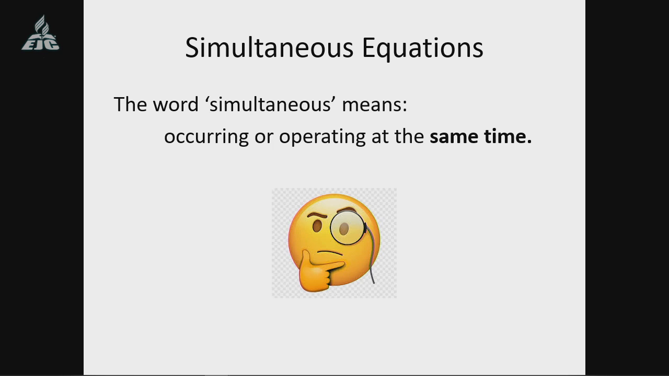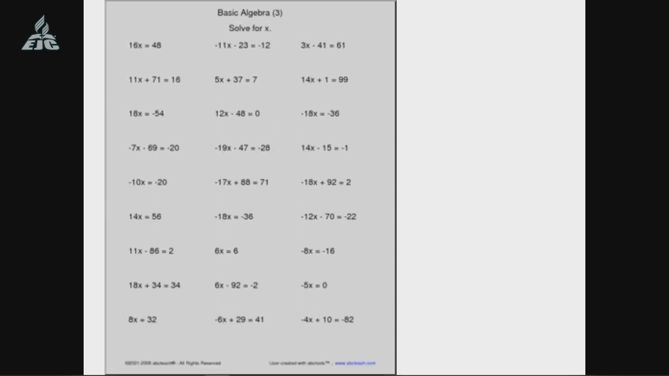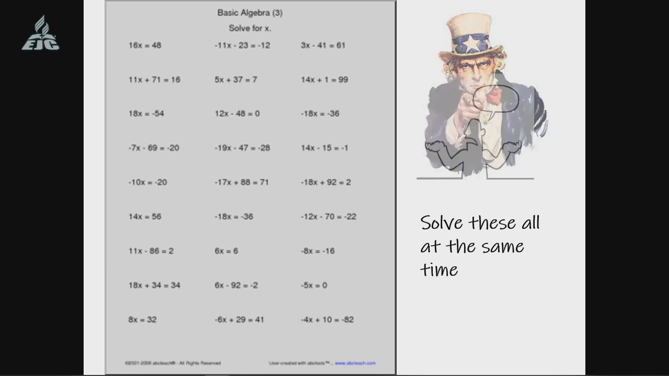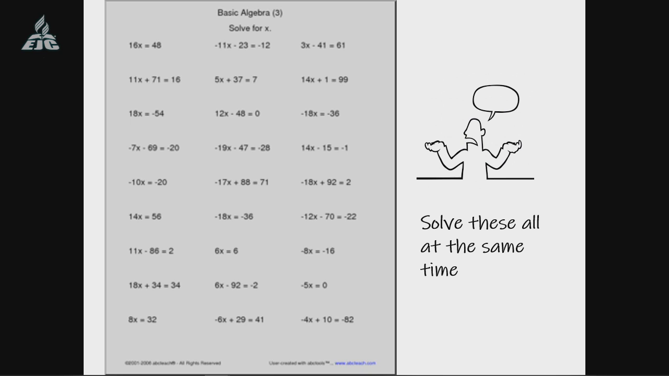Does this mean that simultaneous equations are just simply solving equations at the same time? Is that even possible? You could try. Here's a list of equations, some algebraic equations for you to solve. I dare you, solve these all at the same time. Quite impossible, isn't it? You have to solve them one by one. So simultaneous equation is not solving equations at the same time. That is realistically impossible. So, what is simultaneous equation?